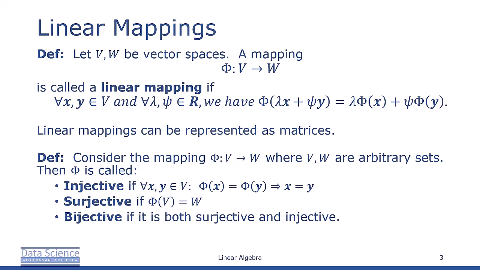Here's a definition. Let V and W be real vector spaces. A mapping phi, taking V to W, is called a linear mapping if for every x and y in the vector space and real numbers lambda and psi, we have phi of lambda x plus psi y equals lambda phi of x plus psi phi of y. It turns out that we can represent linear mappings as matrices, and we'll see that later on.